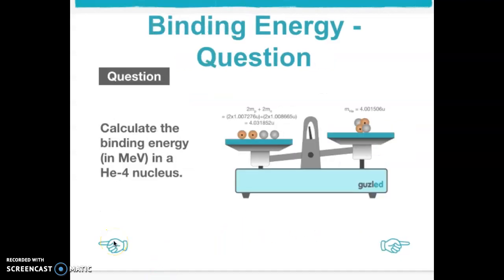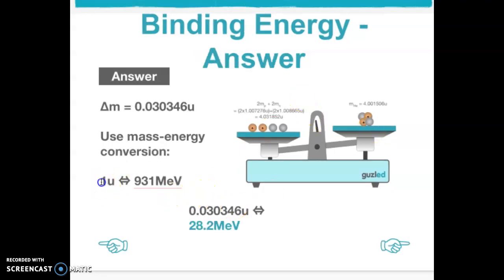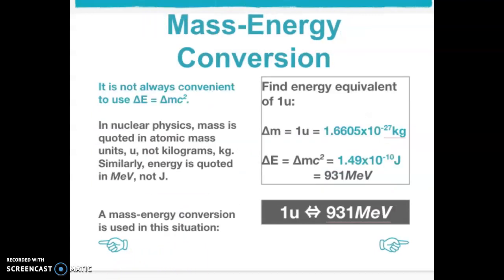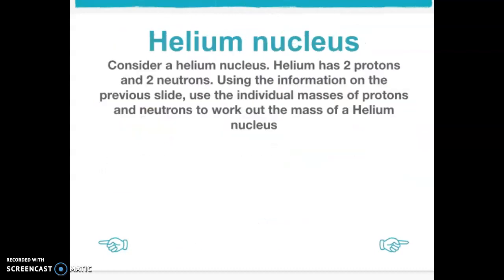So have a quick check. We did this right at the beginning. Work out the binding energy in mega electron volts of a helium-4 nucleus. So this is what you did at the beginning of this lecture. And using that quick conversion, that 1 u is equal to 931, you should have calculated a value of 28.2 mega electron volts. Okay, now that's it for today, more or less.